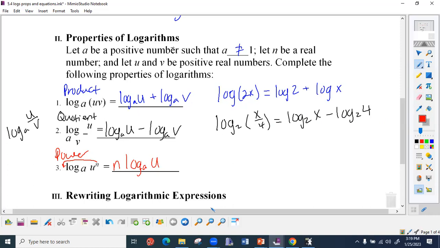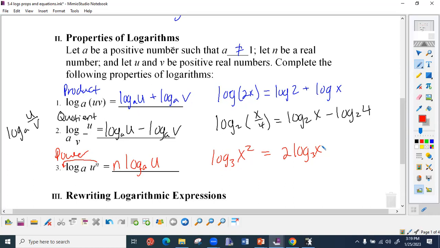Log base a. Okay. So really quick, if I had log 3x squared, how could I rewrite that? 2 log base of 3x. Perfect.